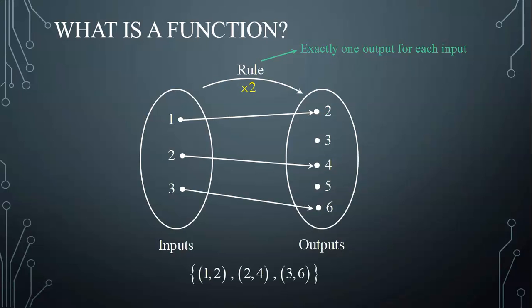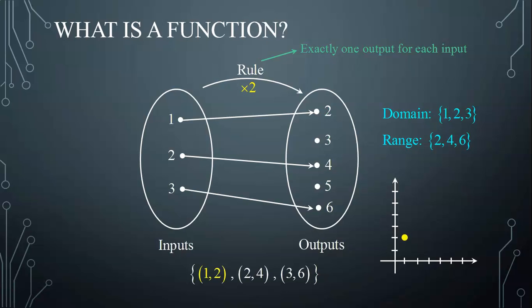And the function would be represented by the set of ordered pairs (1, 2), (2, 4), and (3, 6), where 1, 2 and 3 would represent the domain of the function, and 2, 4 and 6 would represent the range of the function. And graphically, each ordered pair is represented by its corresponding point, leading to this graphical representation of this function.